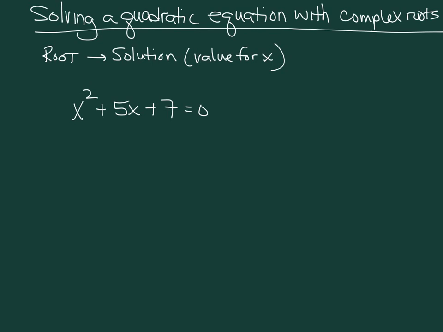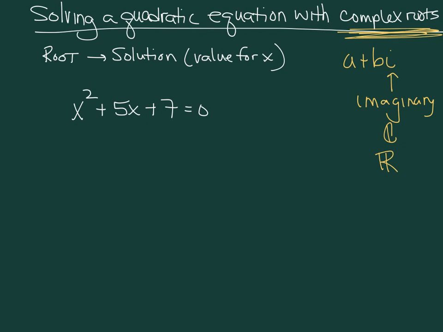Now, because this says a complex root, we know it's going to be of the form a plus bi. It's going to have this imaginary piece because that's what makes it complex. It puts it into the complex plane, which is basically the same as the real numbers, but it has this additional imaginary piece to it. Don't worry about that terminology, just know that it's there.